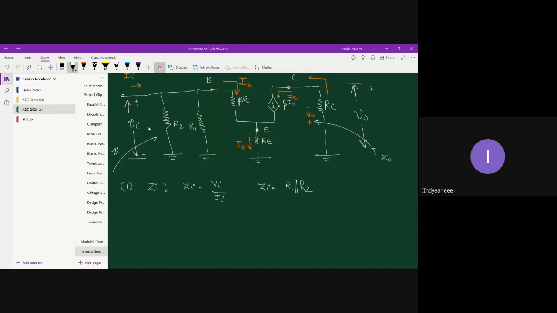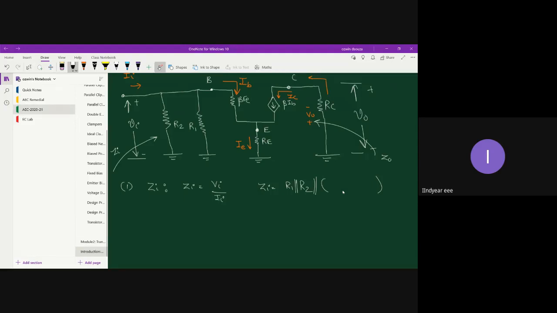Zi is nothing but impedance measured from base to ground terminal. So between base and ground, you have R1, you have R2, and you also have beta Re and Re. So how will I put this particular resistance in the blank space? How am I going to write it? Are you getting the point? What is the third resistance?